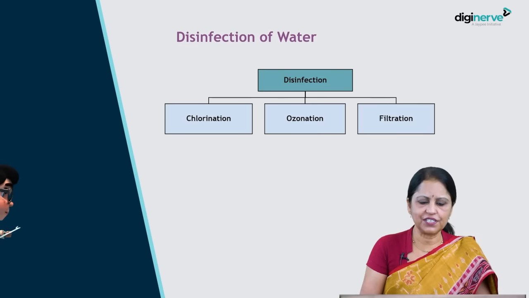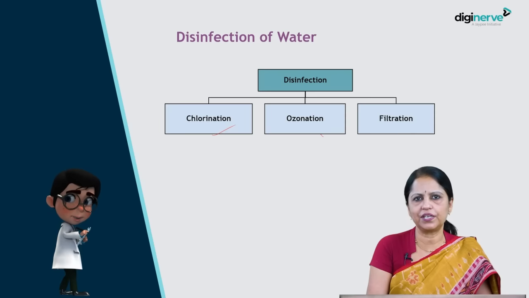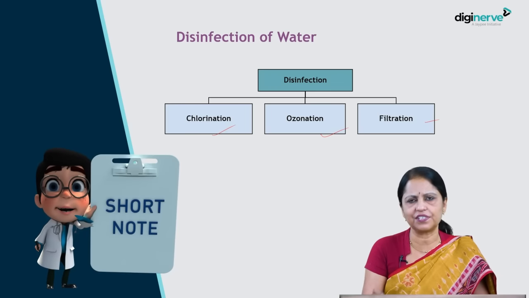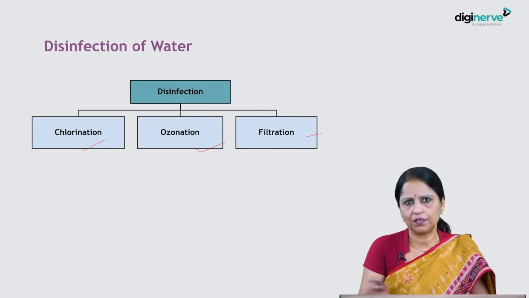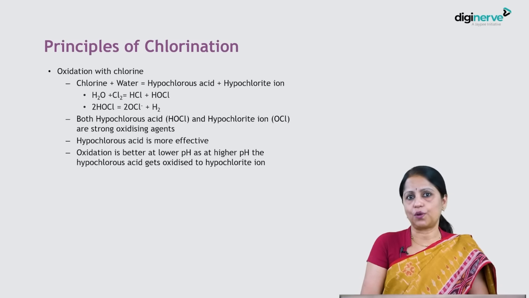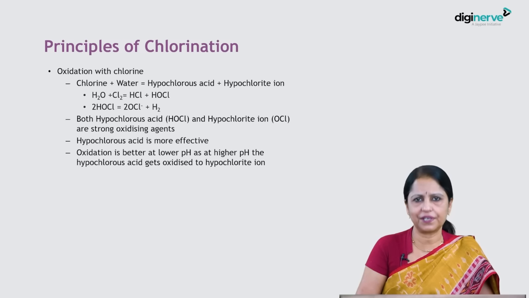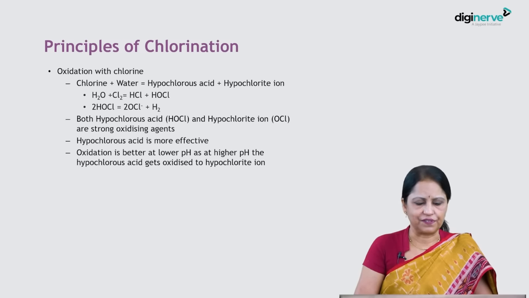Next, after filtration is disinfection of water. Disinfection is done by chlorination, ozonation, and further filtration can be done at the consumer level. So let us talk about chlorination first. It is a very important and very effective method of disinfection.